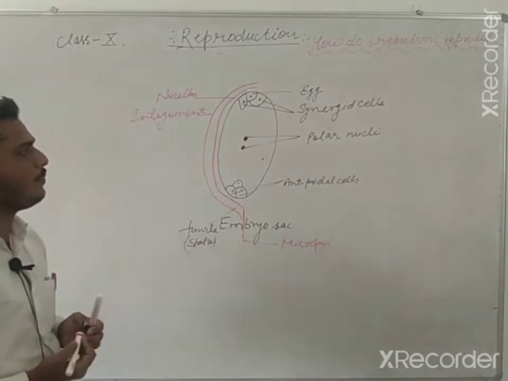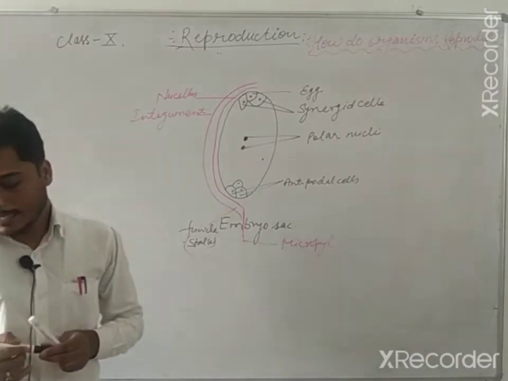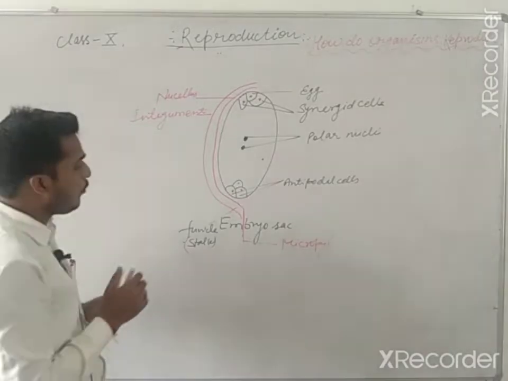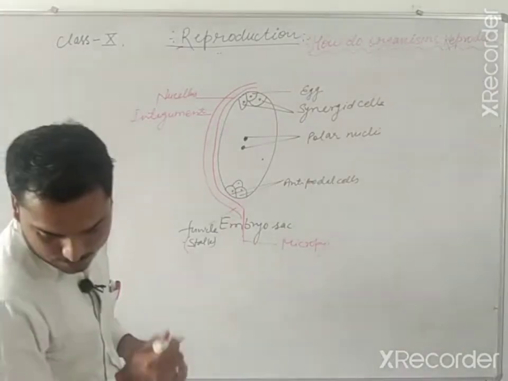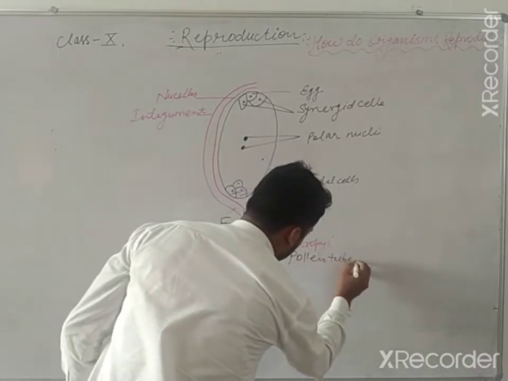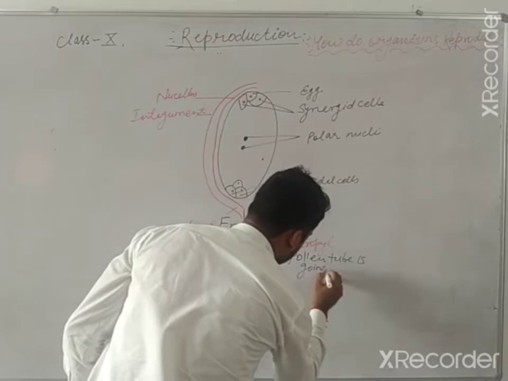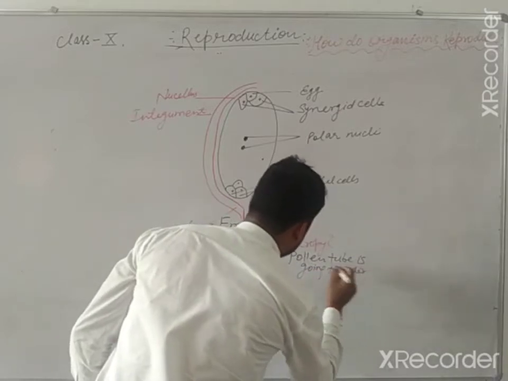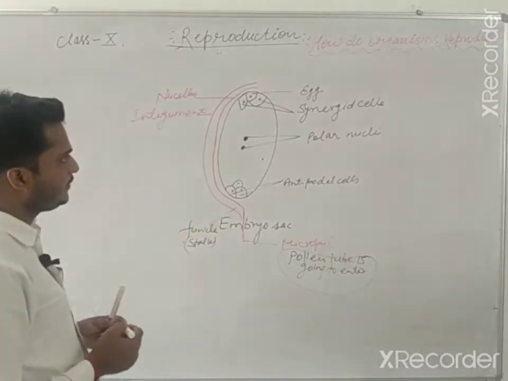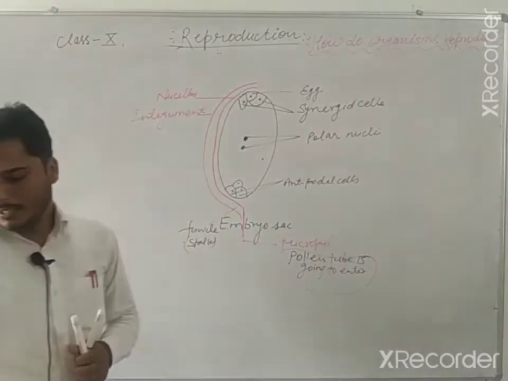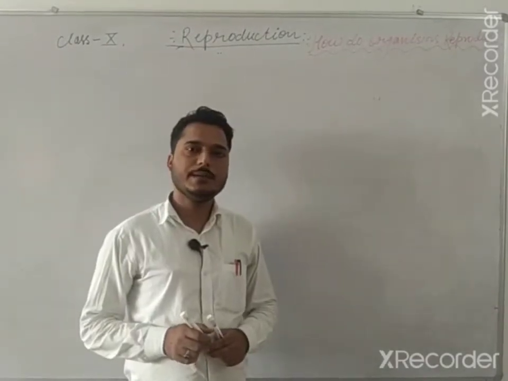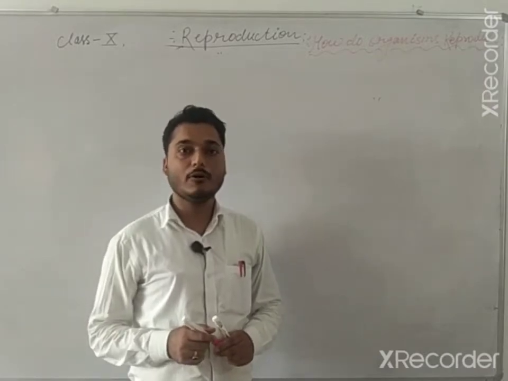What is the function of the micropyle? The only function of the micropyle is that the pollen tube is going to enter from the micropyle. This is the function of your micropyle. After the embryo sac, we will discuss the pollen grain.